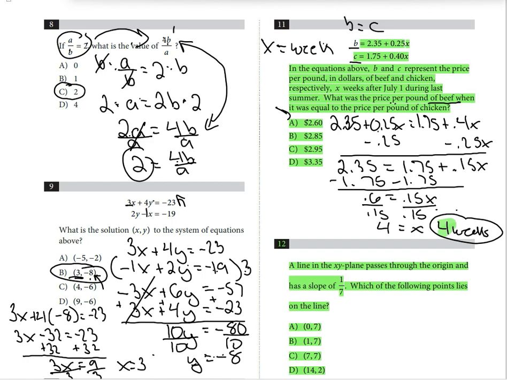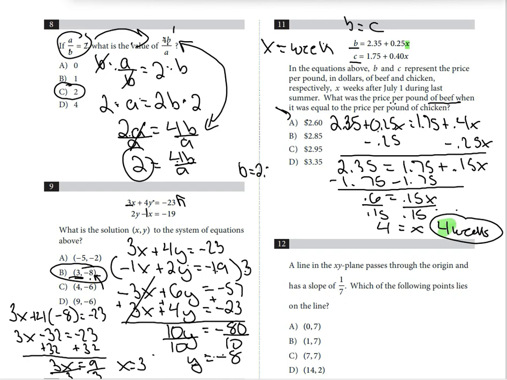Let me undo all that highlighting. So let's take b is equal to 2.35 plus 0.25 times 4. Now, here's where we can make up a little bit of time. 0.25 times 4. Well, it's 25 cents times 4. A quarter times 4 is going to give us 1, plus 2.35 is going to give us 3.35. So our answer here should be D.